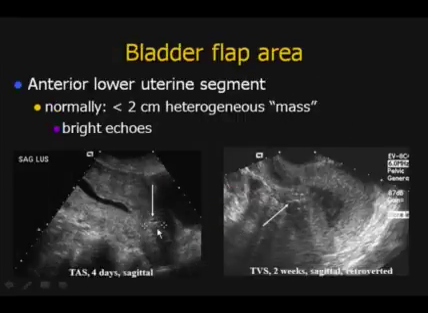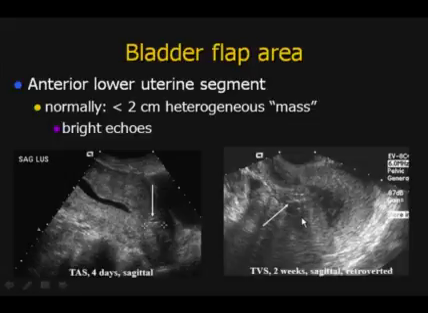What do we see? Well, here is a patient with transabdominal scanning 4 days after a cesarean section, and you see a few little small echogenic foci, a little subtle mass-like area. There's a different patient 2 weeks postpartum. This one is transvaginal. So now the anterior lower uterine segment is here because this is a retroflexed uterus. So we see a few little hyperechoic foci. These are probably the sutures.